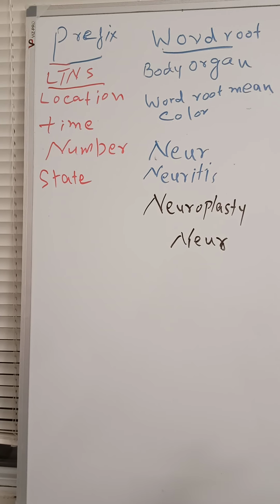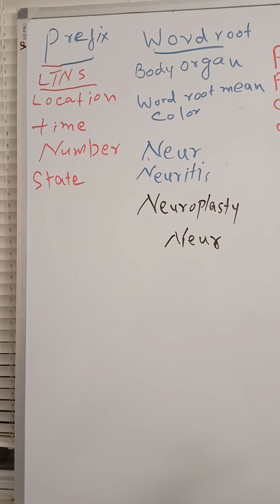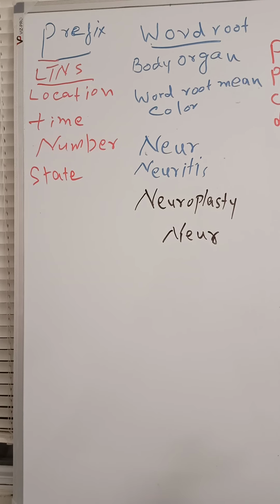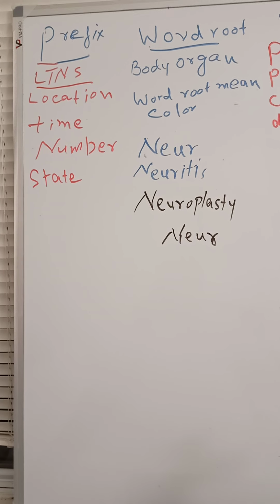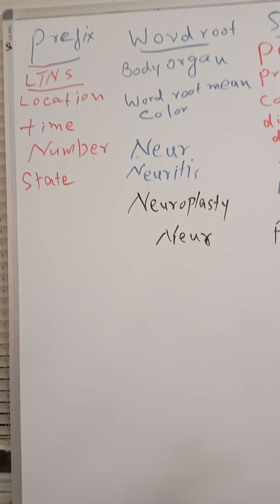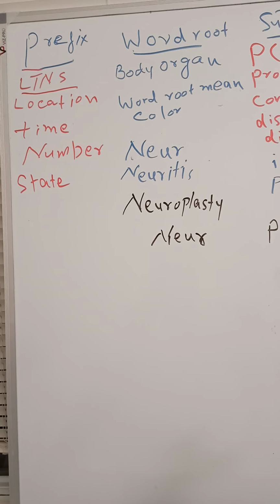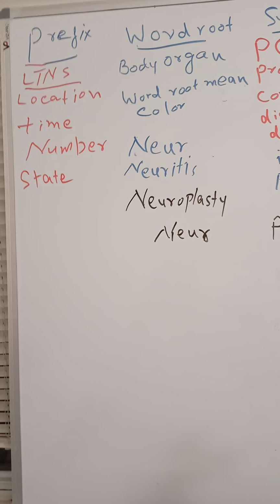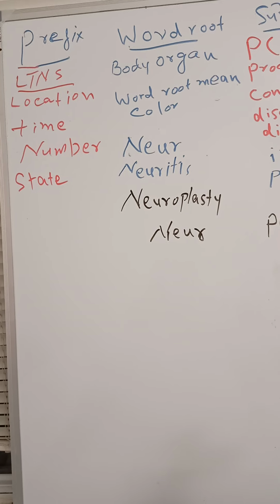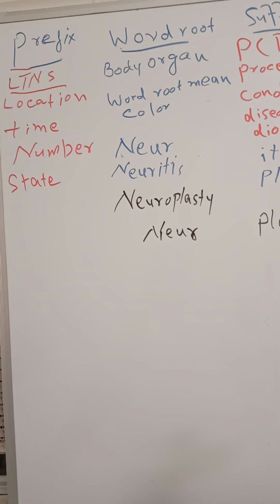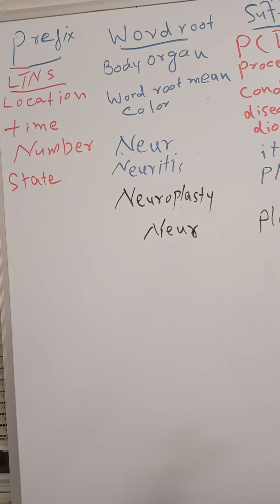The third part of the word is the prefix, which gives us information about location, time, number, and state. It comes before the word root to modify the meaning, and I made an eponym like LTNS: location, time, number, and state. It gives information about these four things.